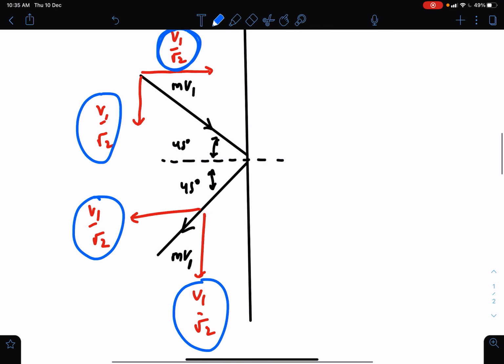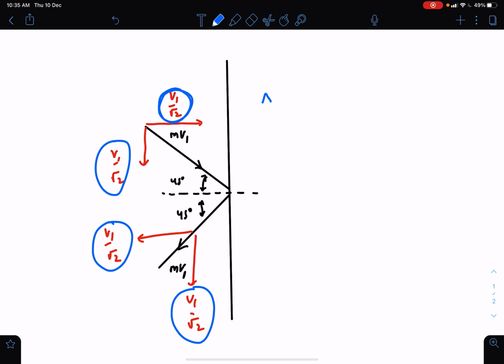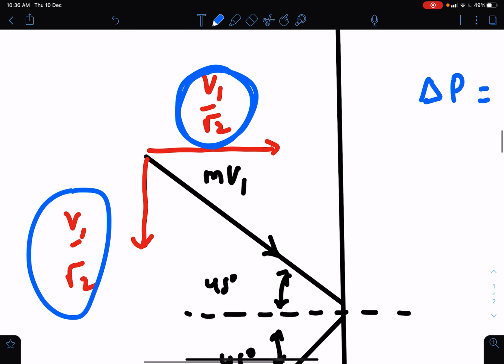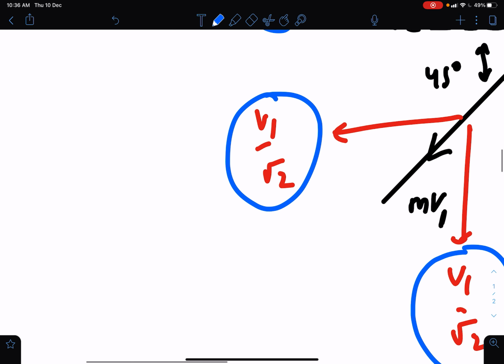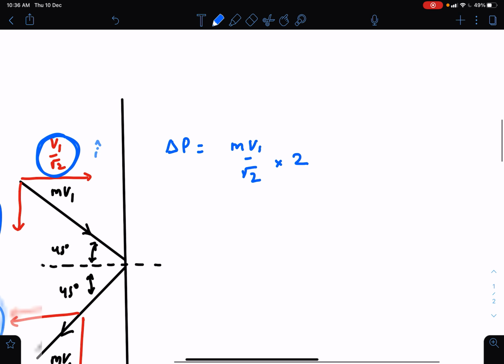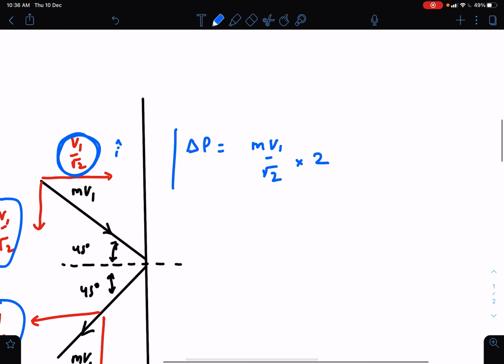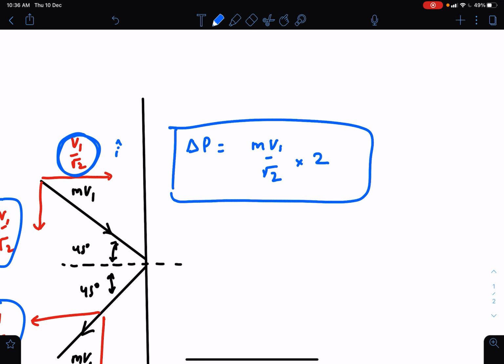So what is the change in momentum of one molecule? Magnitude wise, it will be m v1 by root 2 into 2, because this v1 by root 2, which was in plus i cap right now, after collision becomes towards left, which means minus i cap. So the change in momentum is double of m v1 by root 2. This is the change in momentum of one molecule.